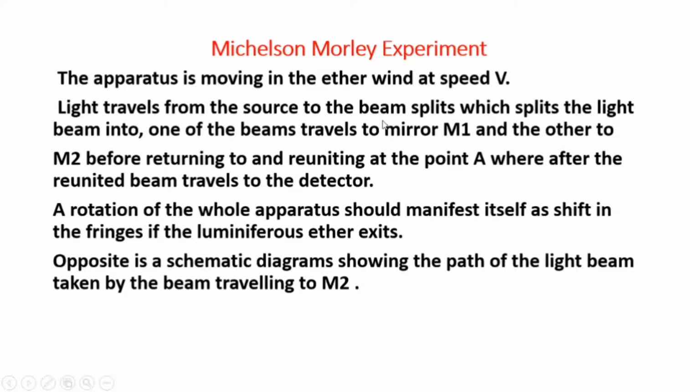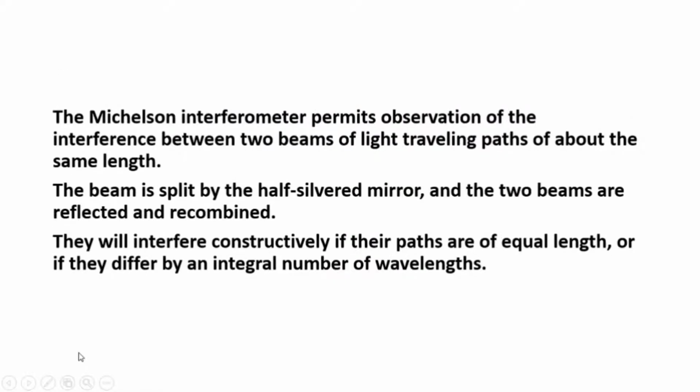That is, the beam coming from M1 in the downward direction and the beam coming from M2 in the backward direction. Both these beams are reunited at the detector. A rotation of the whole apparatus should manifest itself as a shift in the fringes if the luminiferous ether exists. Opposite is a schematic diagram showing the path of the light beam taken by the beam traveling to mirror M2.